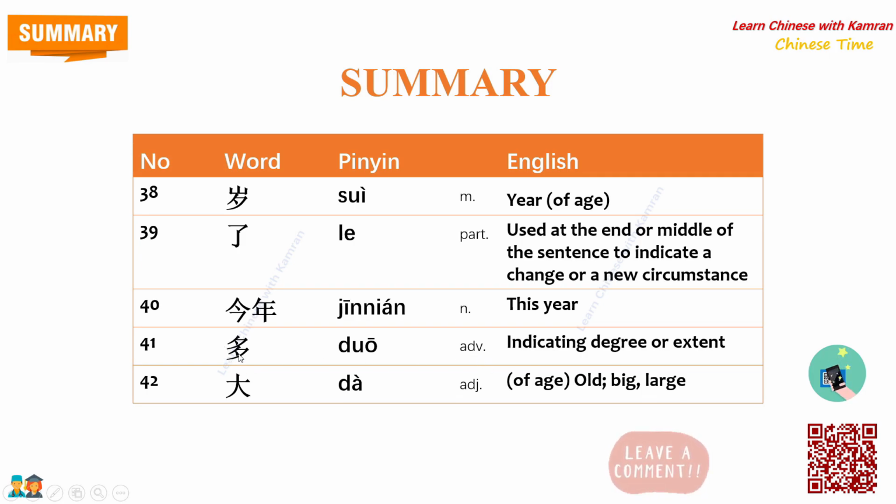多 indicates degree or extent. 大 is another important word. If you are talking about your age, 大 means old. So if someone is older than you, you can say 他比我大, he is older than me. It also means big, large. You have a big suitcase, 大 suitcase, and in the same way a big pizza, you will also use 大. So it has two kinds of meanings. When you are talking about age, it means old. When you are talking about other things, you will use it as an adjective like big, large.